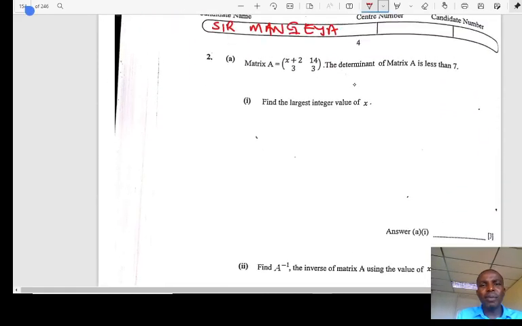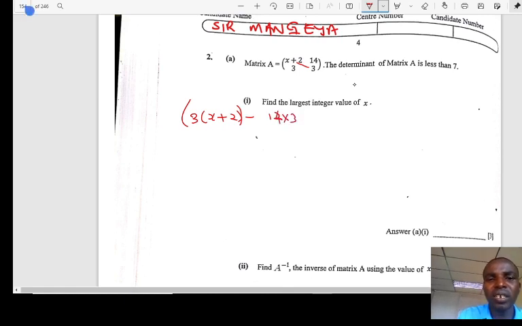Done. Then question number 2, these are matrices. Matrix A, we are given there. The determinant of matrix A is less than 7. Find the largest integer value of x. So for the determinant, you say leading diagonal minus other diagonal. Leading diagonal, in this case, we have 3 and x plus 2. So you say 3 times x plus 2, then minus other diagonal, which is 14 and 3. So it's 14 by 3, like this.